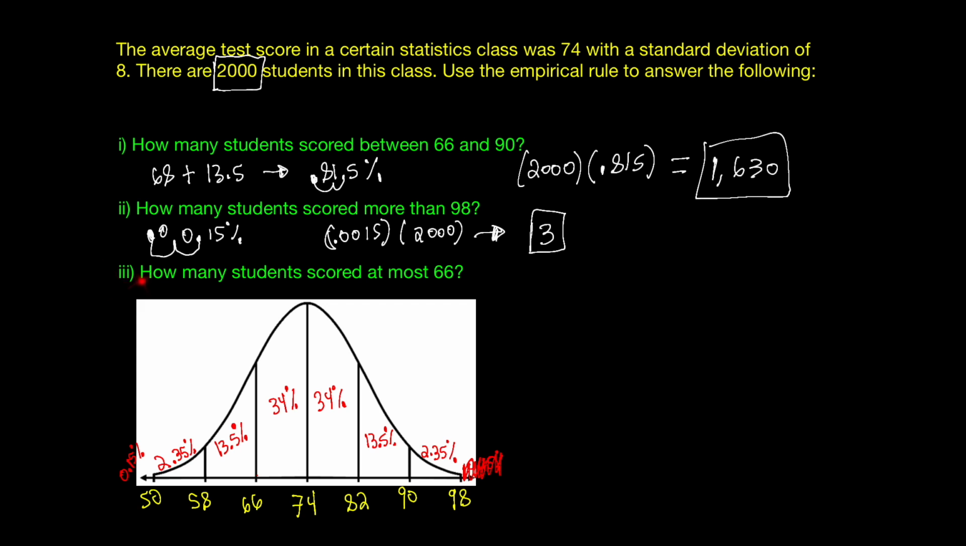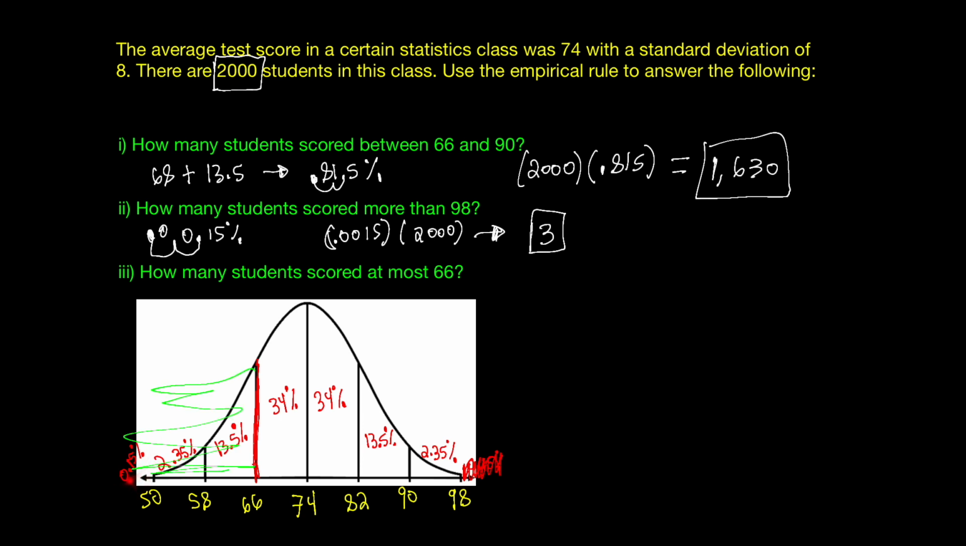Let's go ahead and move to part 3. How many students scored at most 66? So at most 66 means that I can't get past the 66. So my upper bound is 66. And all of the people that I'm interested in are going to be to the left of this region. So I'm going to get the area to the left.